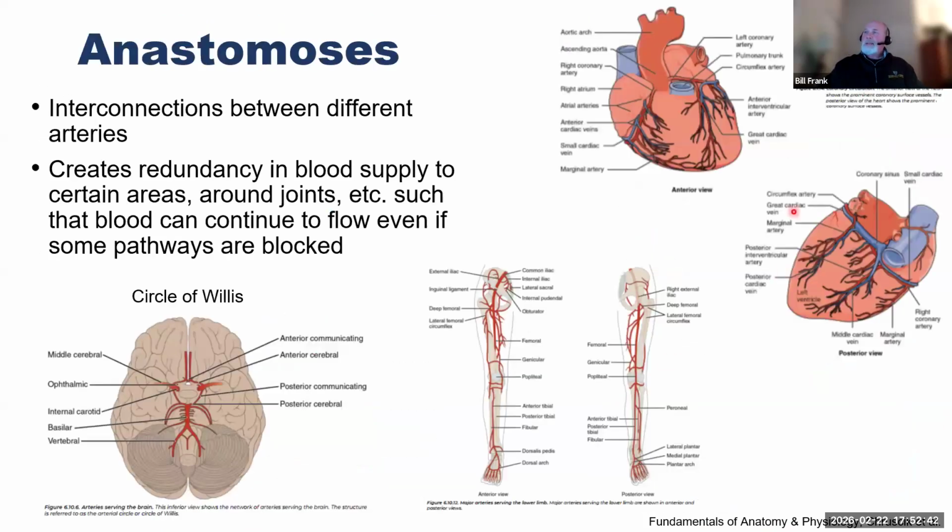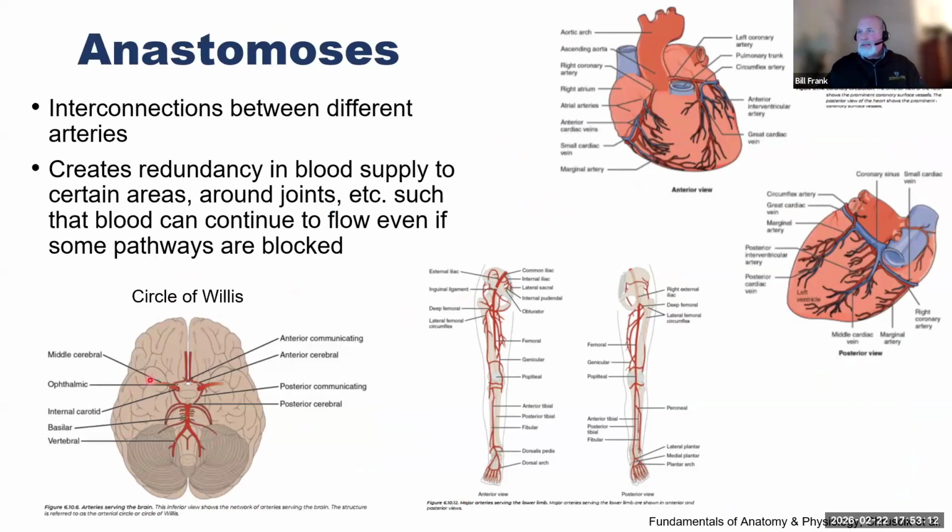Another concept that we wanted to talk about was anastomoses. The anastomoses are interconnections between different arteries, and we see them all over the place in the body. And this creates a redundancy in blood supply to certain areas that are really important, such as around joints, but also around the brain, around the heart, as we can see here. And this allows for continuous flow of blood, even if some pathways are blocked.